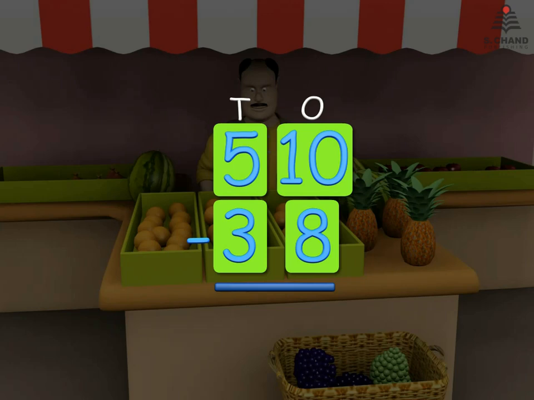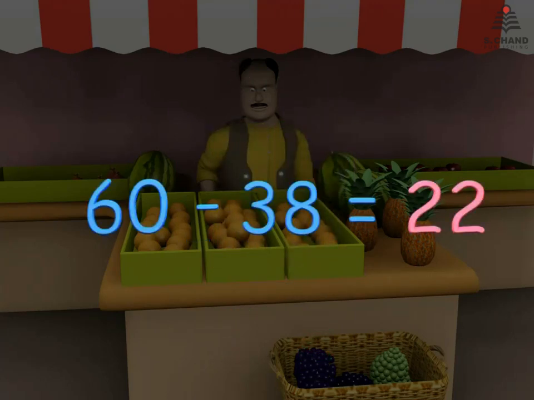Now, we can subtract 8 from 10 in the ones column. 10 minus 8 equals 2. Next, we subtract the tens. In the tens column, we have the regrouped 5, from which we must subtract 3. 5 minus 3 equals 2. We get 22. So, the fruit seller has 22 oranges left.